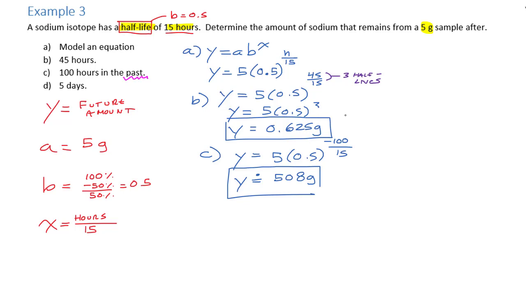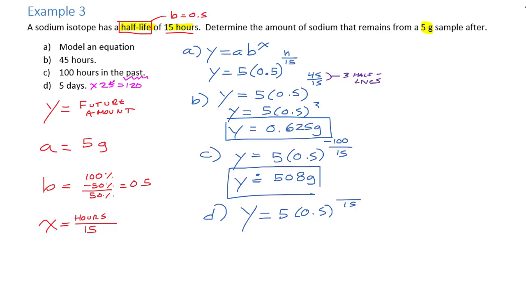Let's look at one more. Let's look at how much we have in the future again. You're going to have, again, y equals 5 times 0.5 to the what divided by 15. So 5 days, right? Well, 5 days, how many hours? So we're going to times that by 24, right?